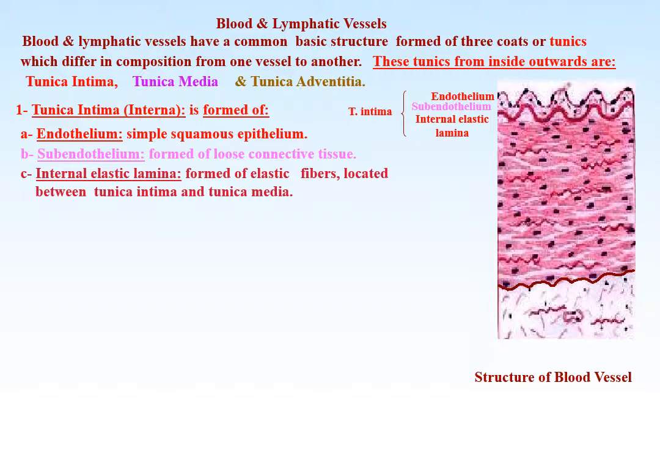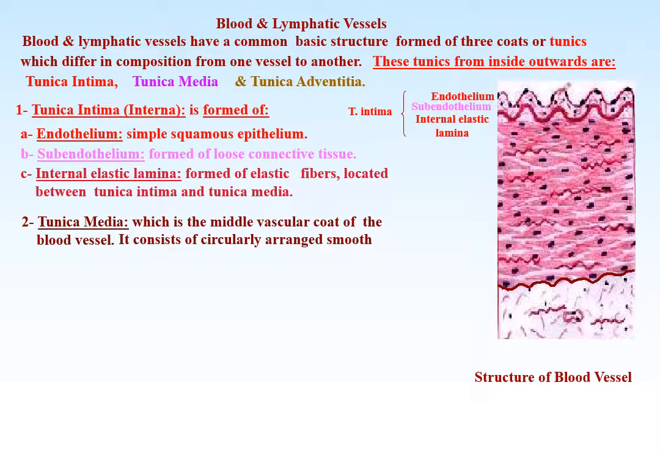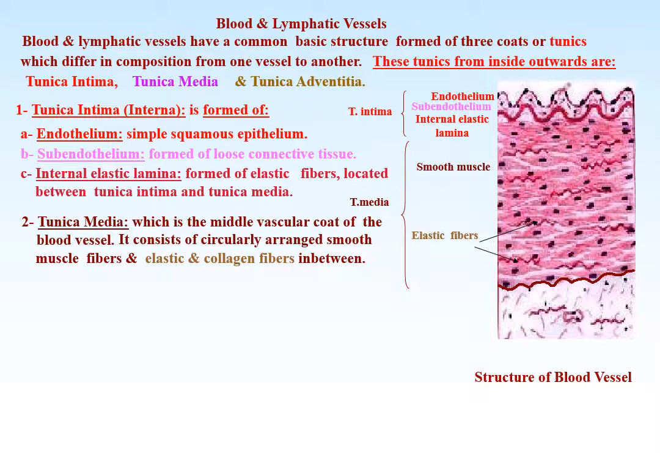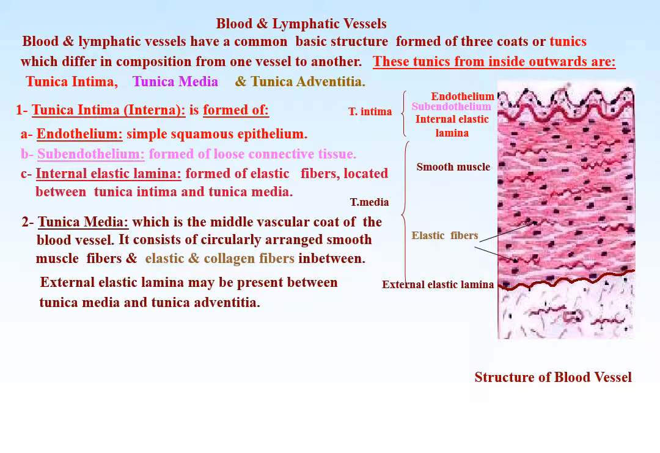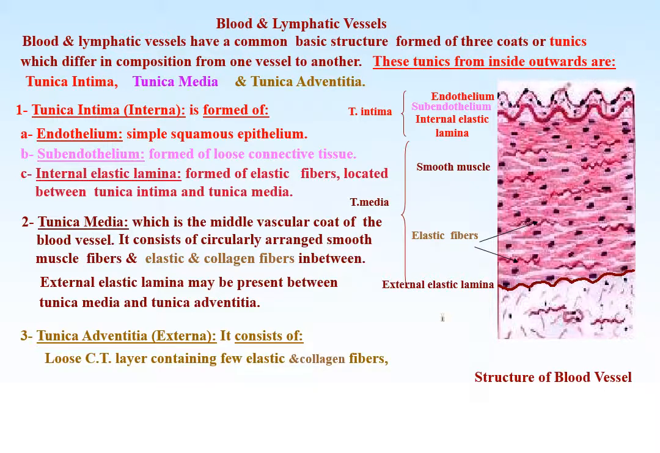Then tunica media, which is the middle vascular coat of the blood vessels. It consists of circular smooth muscle fibers and elastic and collagen fibers in between. External elastic lamina may be present between the tunica media and tunica adventitia. Tunica adventitia or externa, which is the outermost coat of the blood vessel, consists of loose connective tissue with few elastic and collagen fibers together with tiny blood vessels, vasa vasorum.